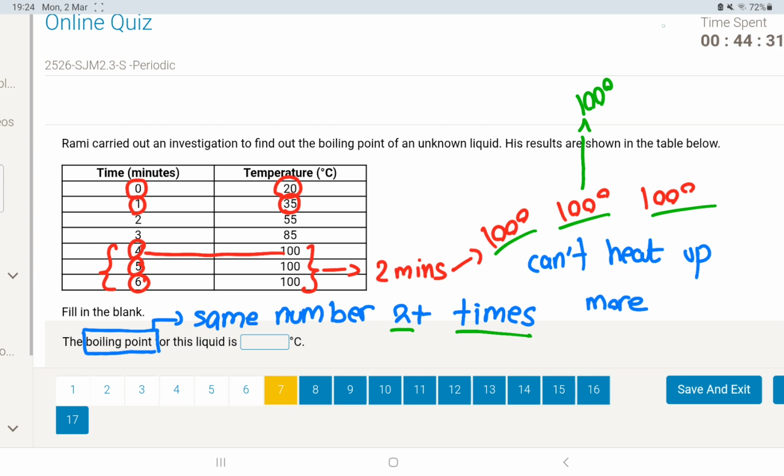And if, for example, they asked you, what is this unknown substance? What boils at 100 degrees? Water. Okay? So the boiling point here is 100 degrees.